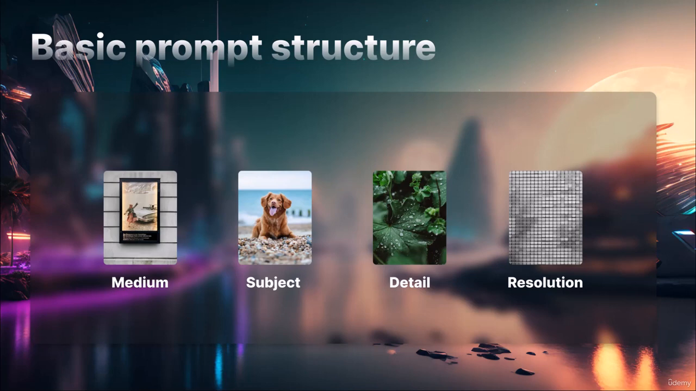A complete prompt structure can be complex and overwhelming, so we will break it down into 3 sections for easier learning: the basic structure, the intermediate structure, and the advanced structure. So let's start with the basic structure of a prompt. Typically, a basic prompt structure consists of 4 modifiers: medium, subject, detail, and resolution. Each modifier has a specific purpose and importance in creating a complete prompt.